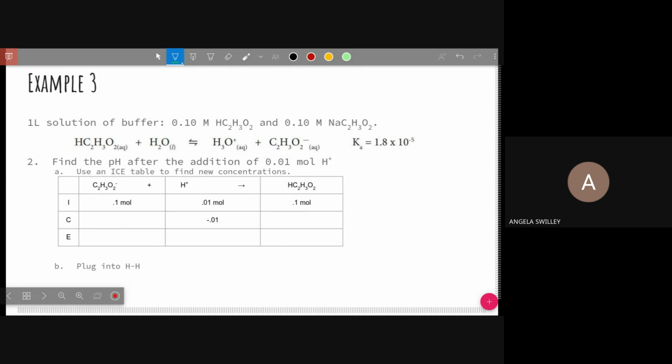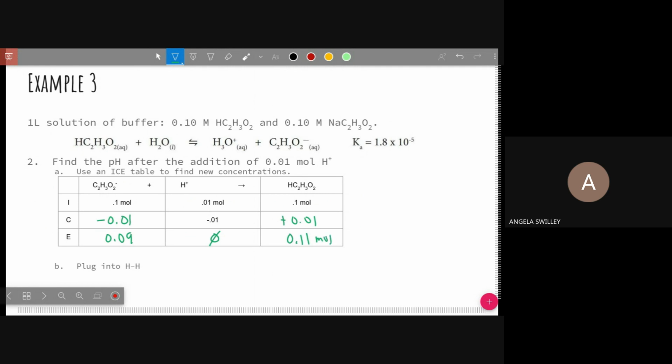So if you'll notice, our limiting reactant is our acid. So the 0.01 moles that we add to it is going to go away because it's going to completely react with the conjugate base that we have. So that means that we're going to have a change of minus 0.01 to the conjugate base it's reacting with, and plus 0.01 for the acetic acid. So at equilibrium, our conjugate base is going to be 0.09. We're going to have none of our hydrogen ions left, and our acid is going to be 0.11.